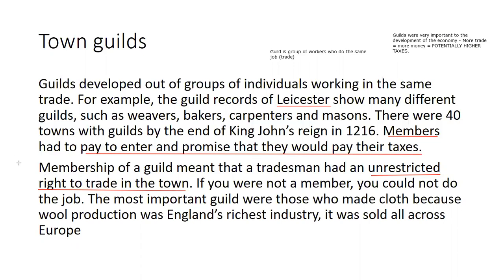And the most important guilds were those who made cloth, because wool production was England's richest industry. It was sold all across Europe. So that's another important thing, is that guilds produced goods that were sent to Europe. Well, why is this good? It brings in a lot more income to the country.